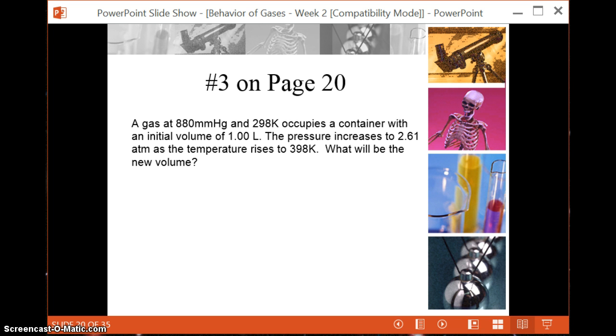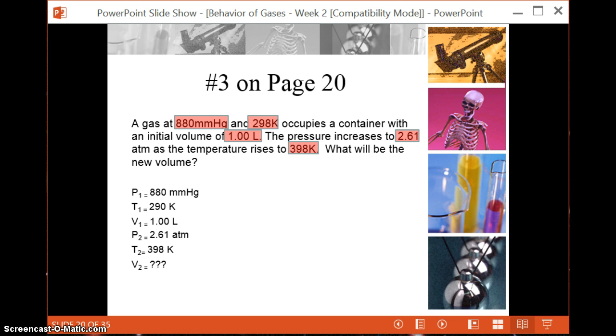Okay, if you're looking at question 3, on the answer key, when I made it, I actually made the mistake the first time. So if you got 450, that means you solved the problem correctly, but you missed one critical error. So let's go through and talk about what that critical error is. This problem starts out the same as all the other problems. You first just start by labeling your variables. So 880 mmHg, that's going to be our P1. 298 K, that's going to be our T1. 1 liter, that's our V1. 2.61 atmospheres, that's our P2. And our temperature T2 is 398. So we've labeled all of our variables, and we're looking for V2.